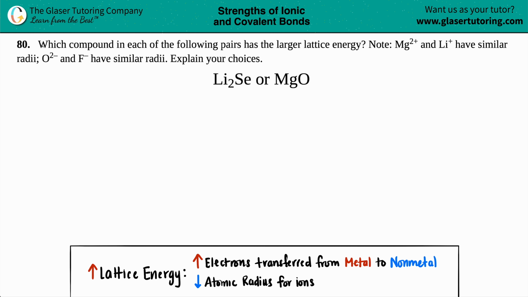Number 80. Which compound in each of the following pairs has the larger lattice energy? And then note, Mg2+ and Li+ have similar radii, and O2- and F- also have similar radii, and then we have to explain our choices.